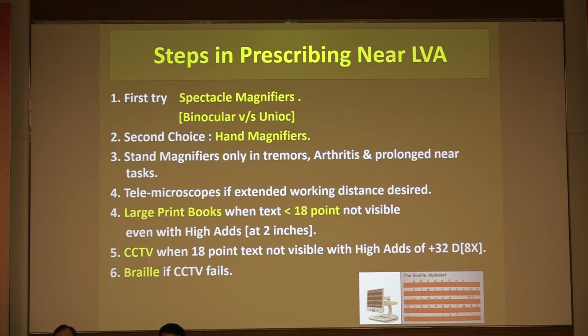Then you shift the patient to reading large print books, when he is not able to read text lower than 18 point, even with high adds. And you prescribe a CCTV when 18 point text is not visible with high adds of plus 32 diopters. And if all this fails, then you ask the patient to shift to reading and writing Braille.